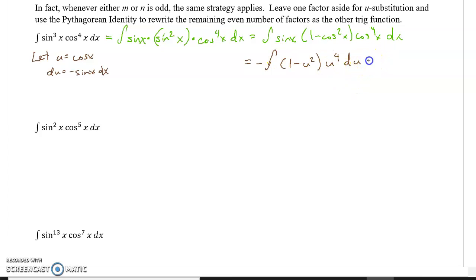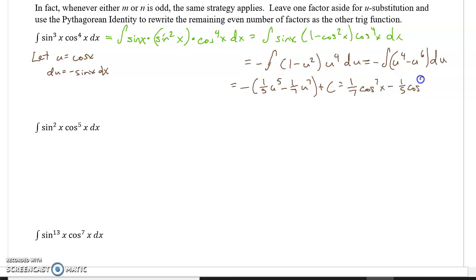This is something that we can integrate as long as we remember to distribute properly. So we've got negative the integral of u to the fourth minus u to the sixth du. And u to the fourth goes to 1/5 u to the fifth. U to the sixth goes to 1/7 u to the seventh. And that's it. I'll go ahead and distribute the negative, and maybe I'll put the positive one first. So 1/7 cosine to the seventh of x minus 1/5 cosine to the fifth of x plus c. And there you have it.